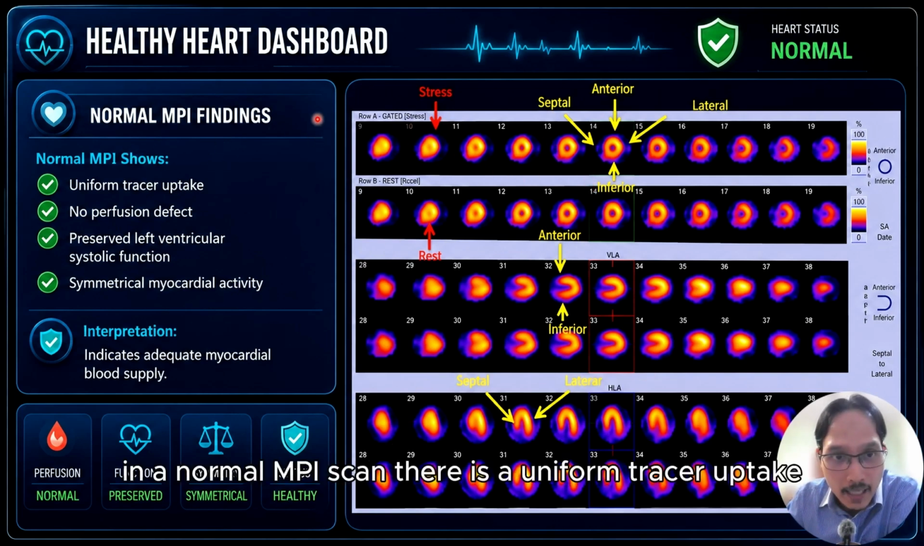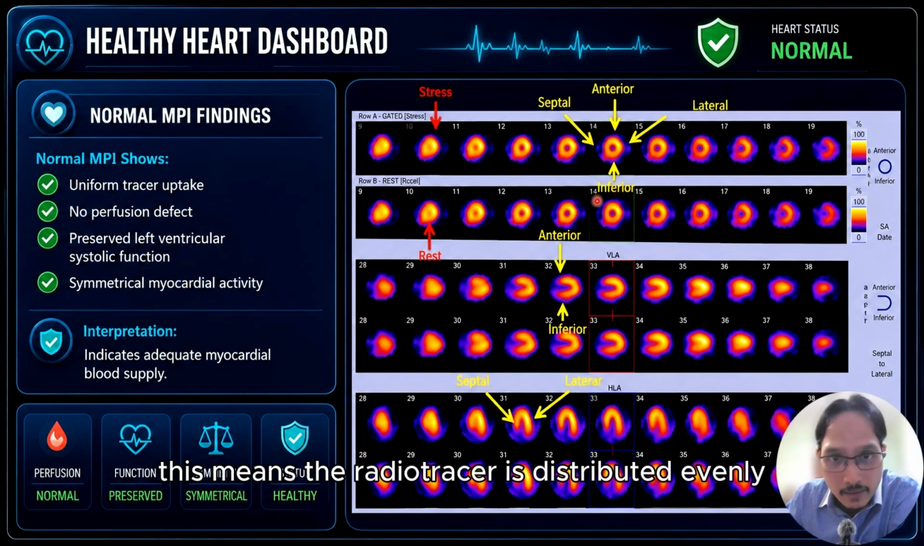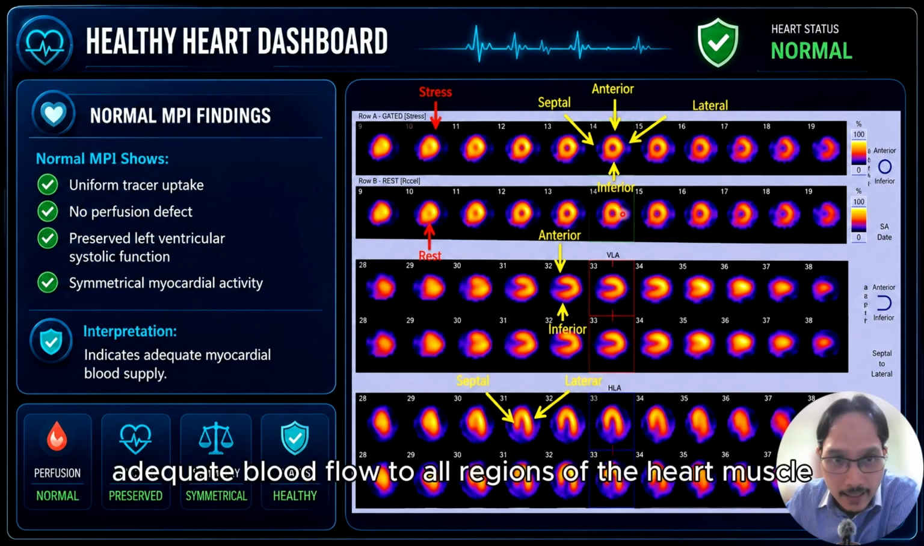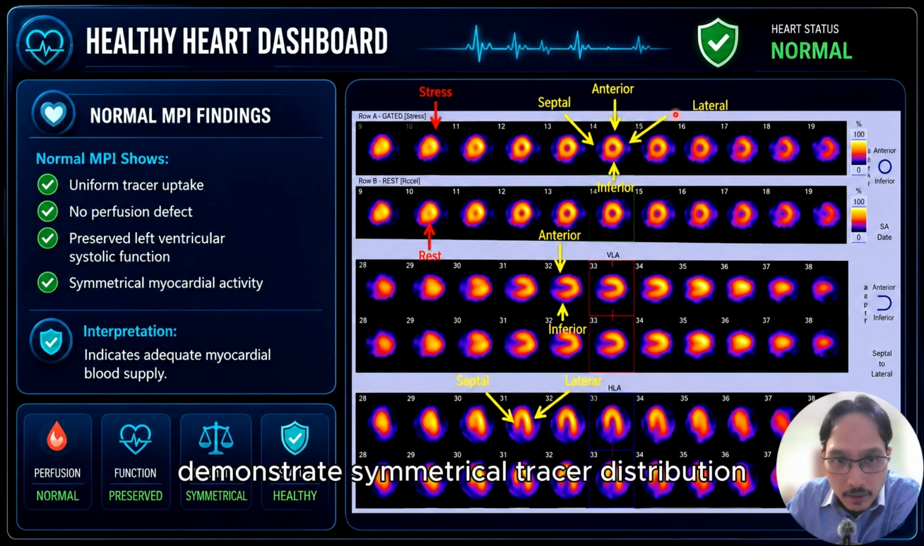Now, I will explain the appearance of a normal myocardial perfusion imaging study. In a normal MPI scan, there is uniform tracer uptake throughout the myocardium during both stress and rest studies. This means the radiotracer is distributed evenly, indicating adequate blood flow to all regions of the heart muscle. As shown in these images, there are no areas of reduced uptake or perfusion defect. The anterior, septal, lateral, and inferior walls demonstrate symmetrical tracer distribution.